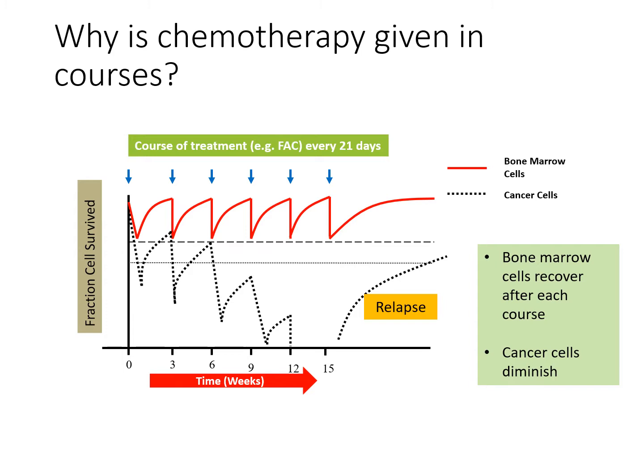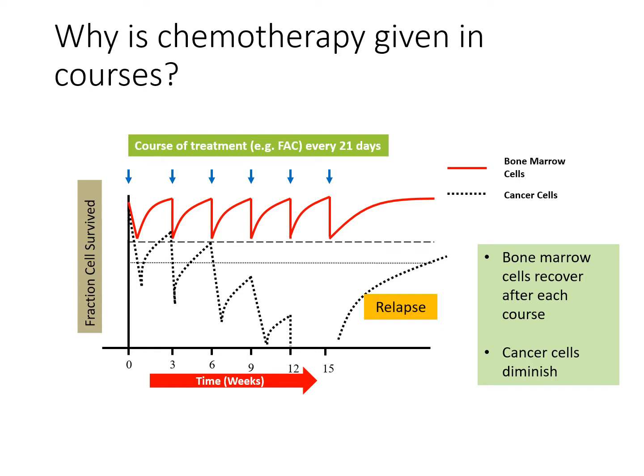In this illustration, we're using the combination called FAC, that is 5-fluorouracil, doxorubicin, and cyclophosphamide. We give them in 21-day courses, meaning every 21 days or 3 weeks we give the drug. The blue arrow shows that at time 0, which is the first day you start, you give the drug, and then the bone marrow cells, where the body produces red blood cells, white blood cells, and all that stuff.